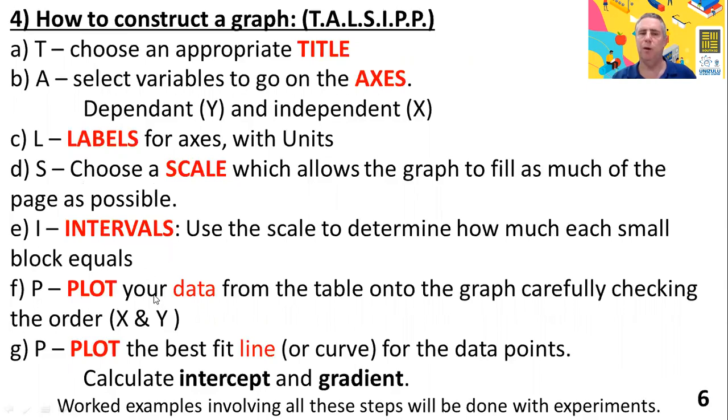P stands for plot. Plot your data from the table onto the graph, carefully checking that you don't mix up your x and y points. And finally, the last P, plot the best fit line or curve for the data points. Calculate intercept and gradient. Now, this will make a lot more sense when we do some worked examples. And as soon as we get onto experiments, we will do just that. So don't worry about that.